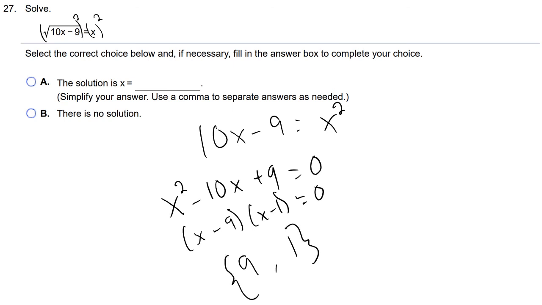So now all that's left is to take those two and plug them back in to see if it works. Okay? If we plug in the 9, we get 90 minus 9, and that's 81, and we square root it. But if we plug in the 1, does it still work? And the answer actually is yes. So both of these are correct solutions.